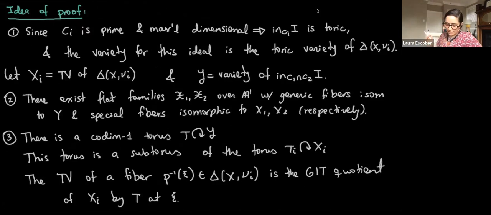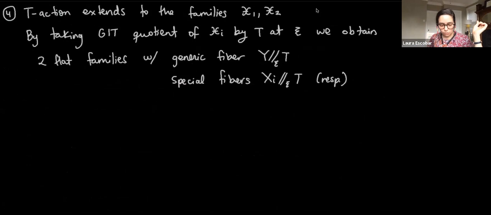Yeah. So we're going to look at the GIT quotient of X by T at the fiber, or at that point, and then we can extend the action of the smaller torus to the flat families, and then take the GIT quotient of each flat family by T at the point where we want to find the fiber, to get two flat families. And so we're going to use variation of GIT. So that's what we're looking at here.